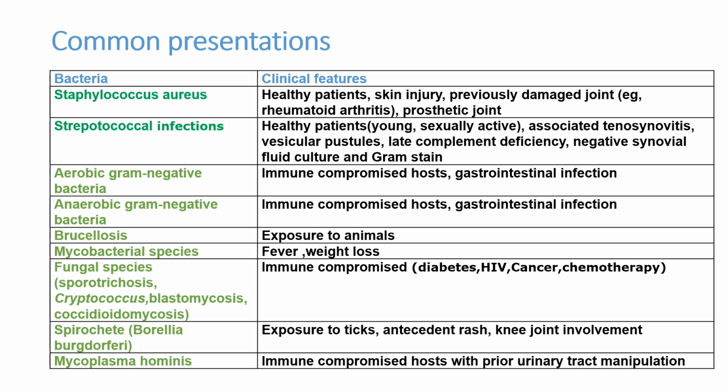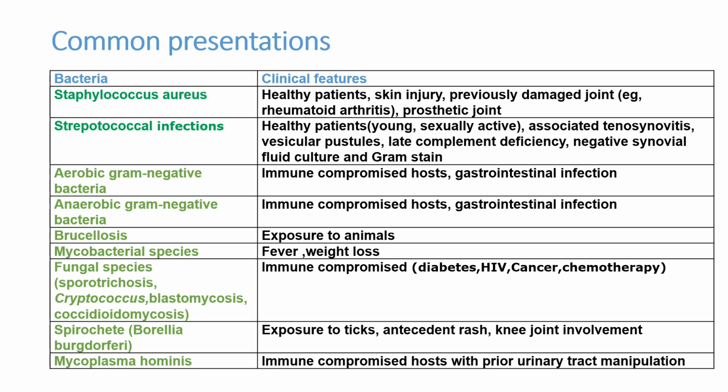Now, the commonest organisms and commonest presentations we already discussed: Staphylococcus and Streptococcus. Staphylococcus is common in healthy patients, skin injury, and previously damaged joints like rheumatoid joints and prosthetic joints. Streptococcus classically occurs in a normal individual, associated with tenosynovitis, tenderness surrounding the joint, vesicular pustules, and negative synovial fluid culture and Gram stain can be seen in streptococcal infection.